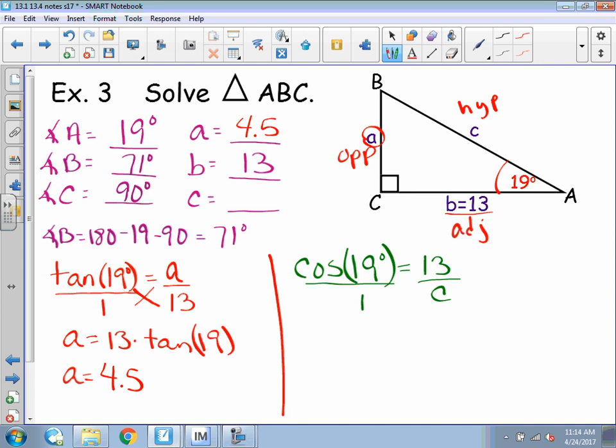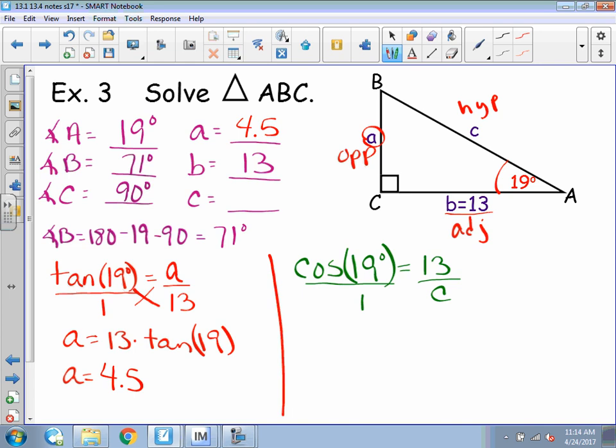Now when we cross multiply, what's going to end up happening, it'll be 2 steps. Okay? So it'll be 13 equals C times cosine of 19 degrees. Then you'll have to divide both sides by cosine of 19 degrees. Cosine of 19 degrees is just a number, it's just a calculation. Okay?